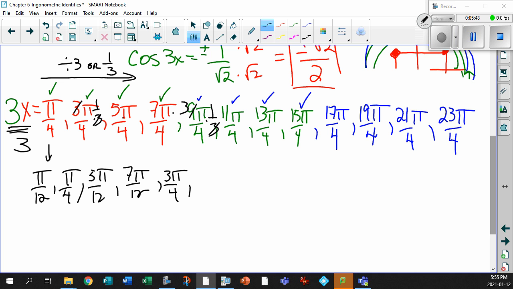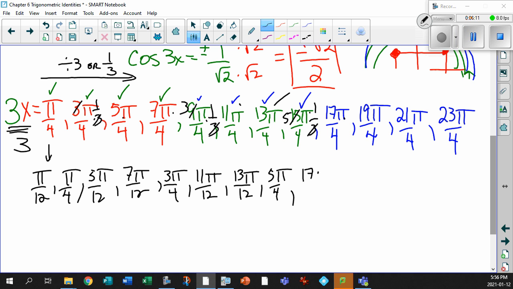Okay. Multiply this by a third. That's going to give you 11 pi over 12. Multiply this by a third, right? That's going to give you 13 pi over 12. Multiply this by a third. Oh, it's 15. So if you multiply by a third, the 3 cancels with 15 to give you 5. So that's going to be 5 pi over 4. Beautiful.